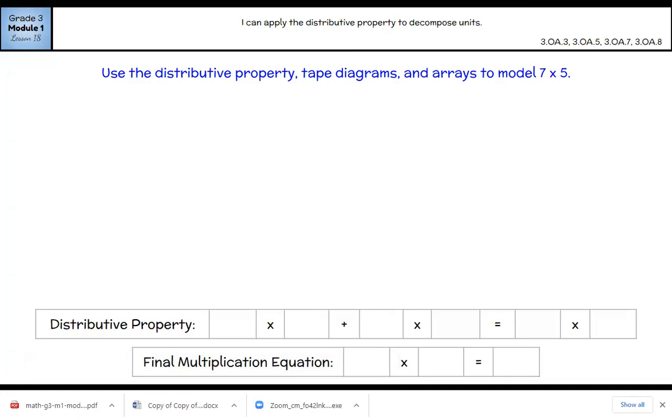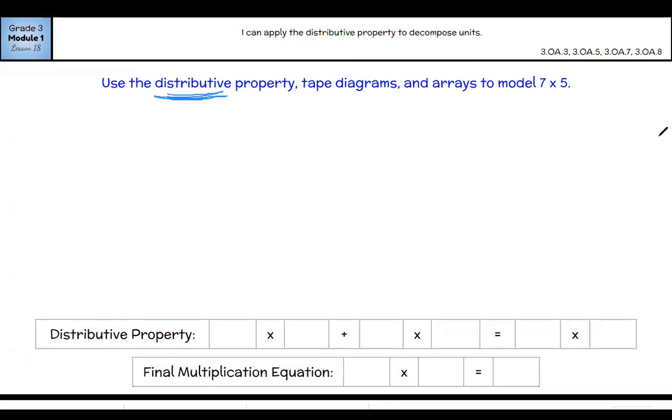So what I want you to remember about the word distributive is that it means the same as like break apart. So oftentimes we will hear the distributive strategy called the break apart strategy. So I want to show you what that looks like when I'm thinking about it in my brain. So I'm going to draw a tape diagram. I'm sorry that this is not a perfect tape diagram.